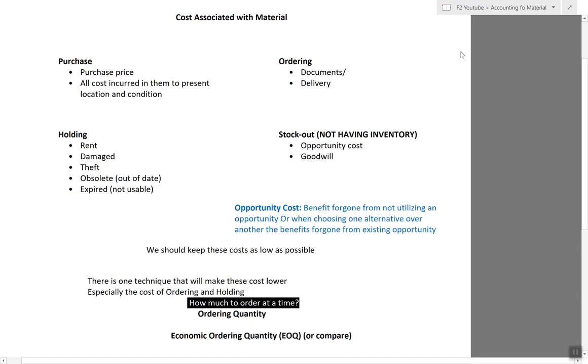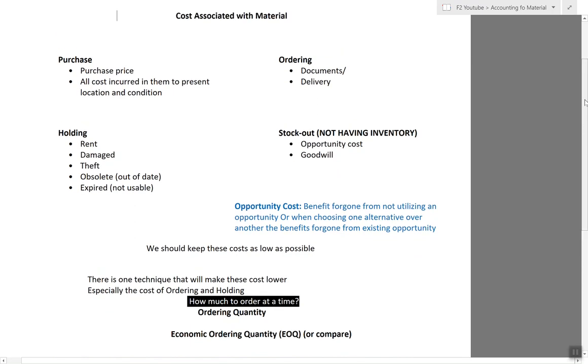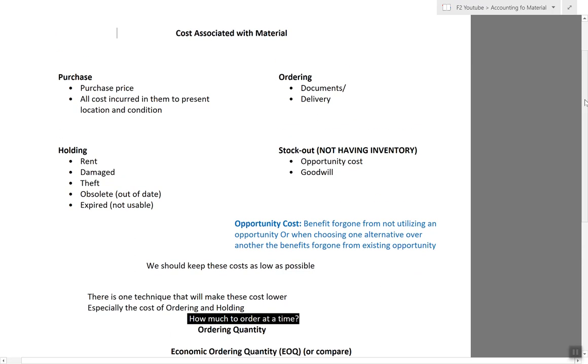Okay, so the purpose of inventory control would be to make these costs as low as possible, trying to make all of these costs lower. Remember, if you want to save cost, it is better to look at many things. If you just focus on one aspect, for example, purchasing or ordering or holding or stockout, it will be very difficult to reduce cost. But instead, if we focus on all aspects, then it will be easier to reduce costs.